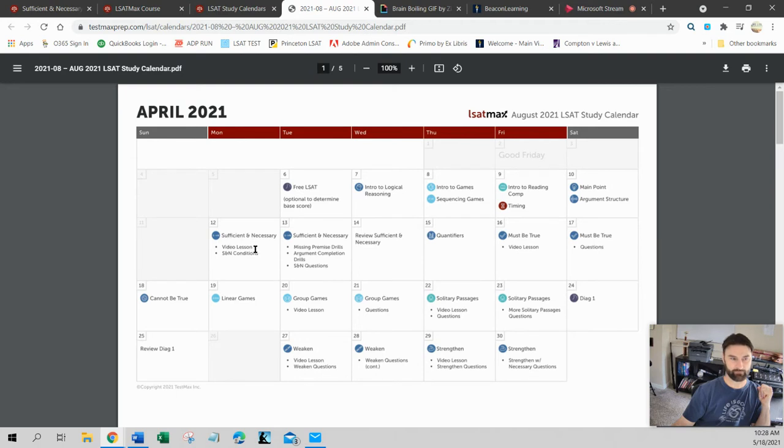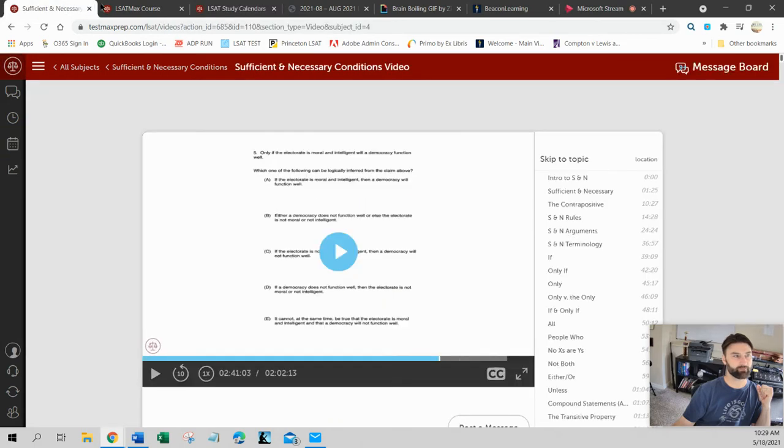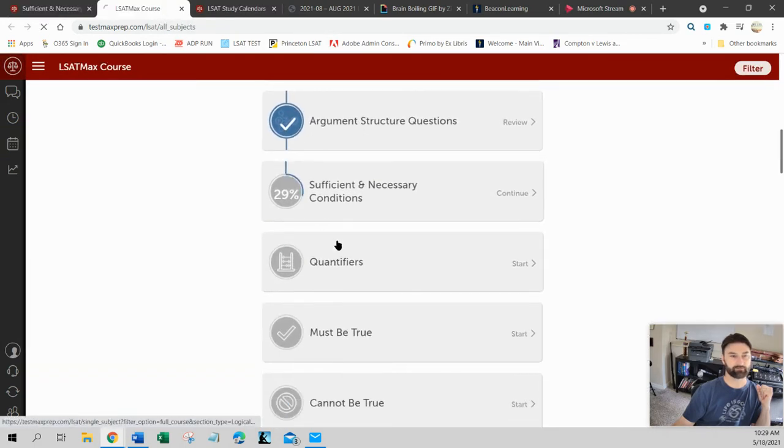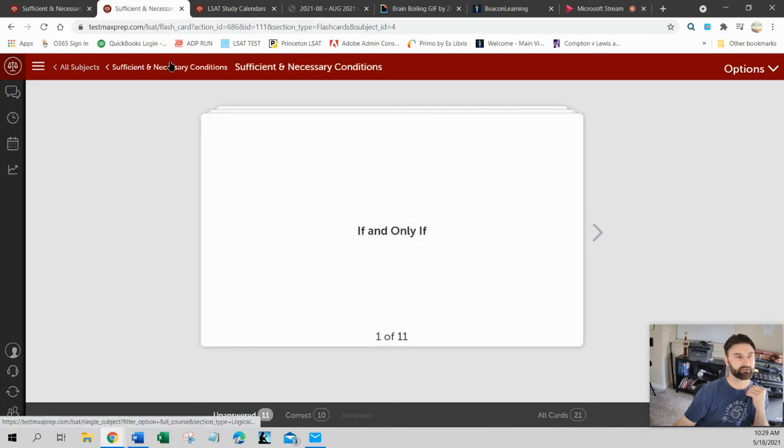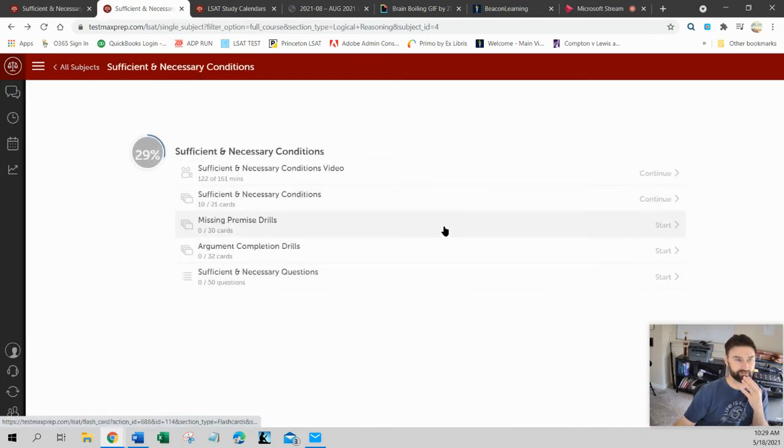I got all the way through the video lesson. I took detailed notes on it, and I did some of the cards, as you can see here, 10 out of 21 cards. I haven't done any of these drills. The reason I didn't do any of the drills is because it was the end of the day, and I knew that by the time I got to this point in the sufficient and necessary condition cards, I wasn't going to be able to do any of the drills. So today I plan to make it through all these drills.